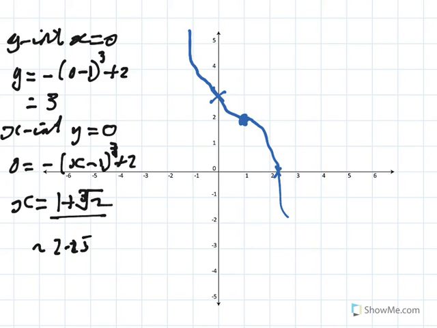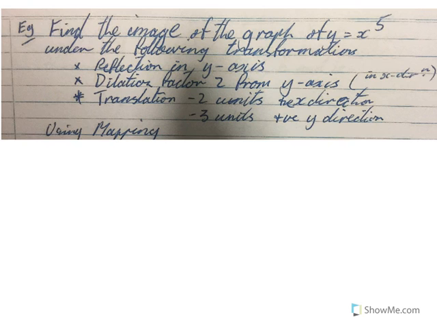Alright, next, I've got another example that's in those notes there. Just read through that and have a look and see if you can follow that. It's a little bit confusing, so I better walk you through it. Find the image of the graph y equals x to the 5 under the following. So let's have a look.